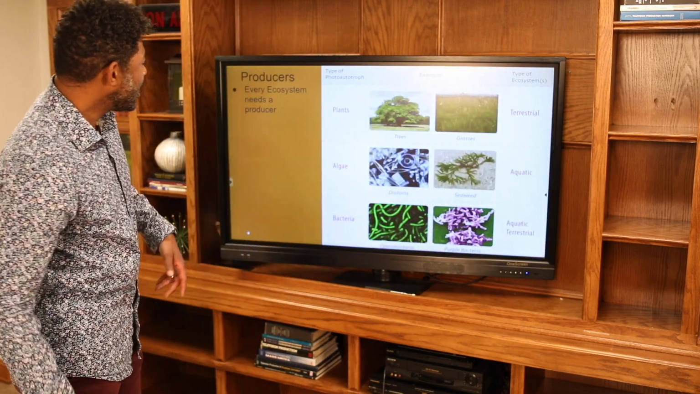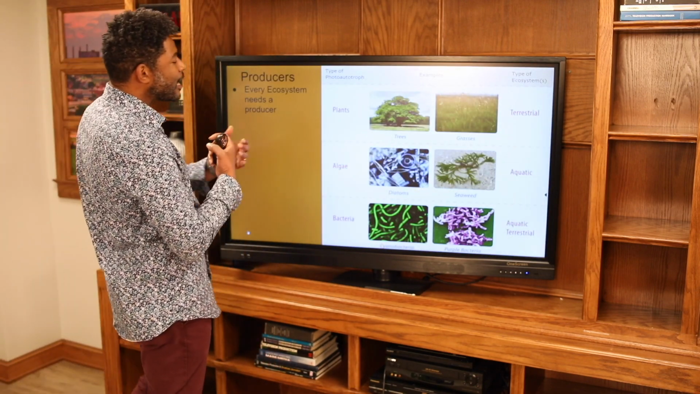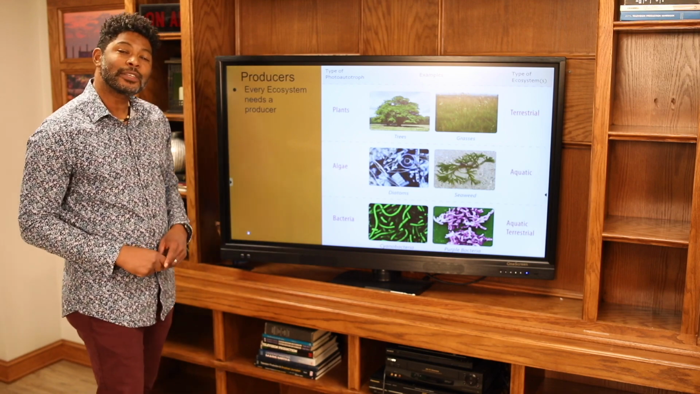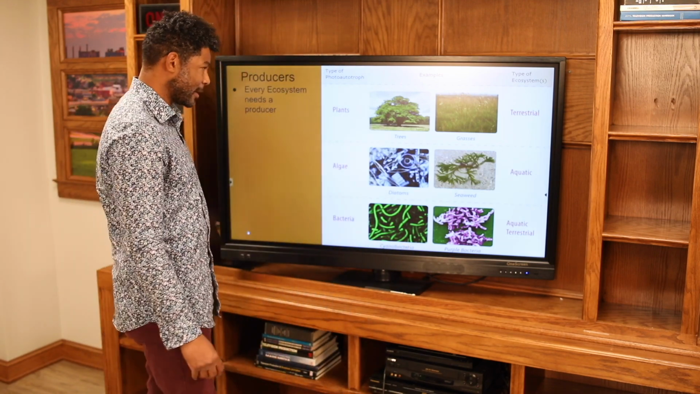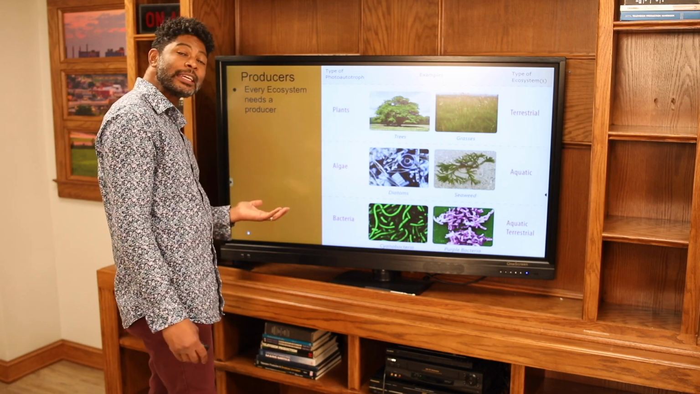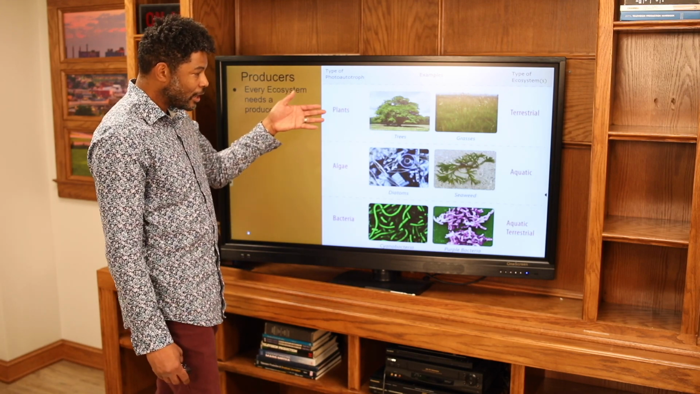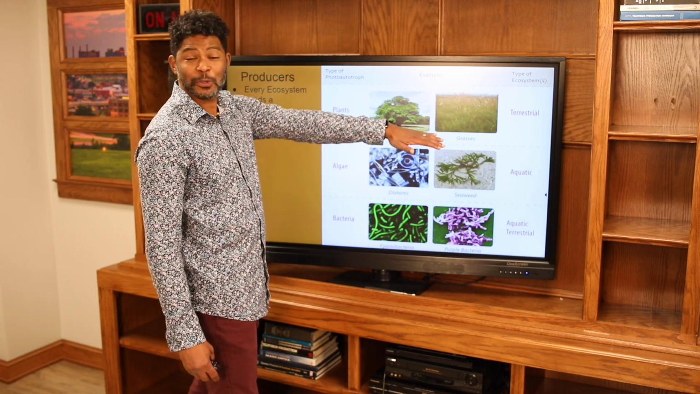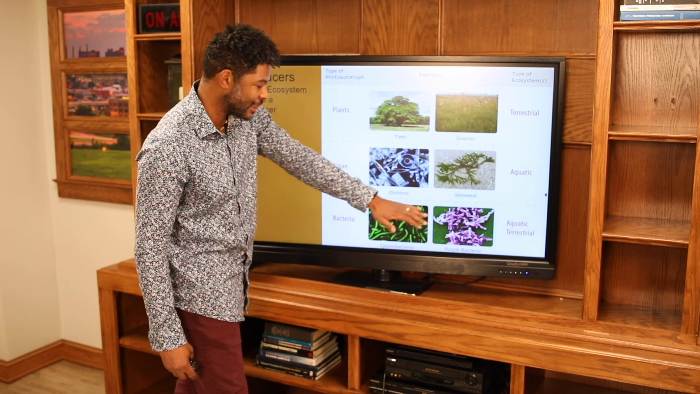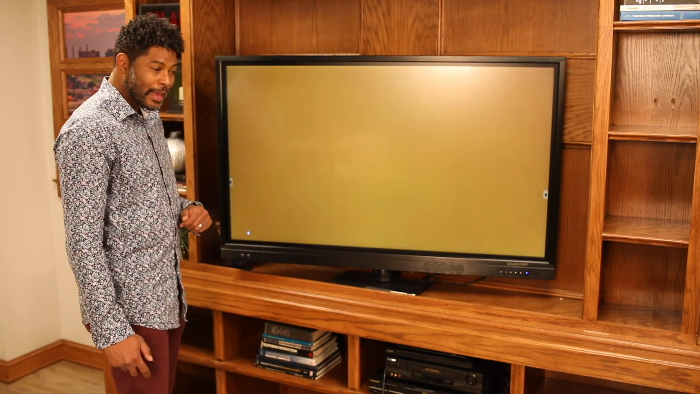All right. Now, as far as what the producer does for the ecosystem, the producer dictates the ecosystem. Here's what I'm saying. If you're looking at the various ecosystems, you can see some of them have producers who are more complex, more complicated than others. Okay?